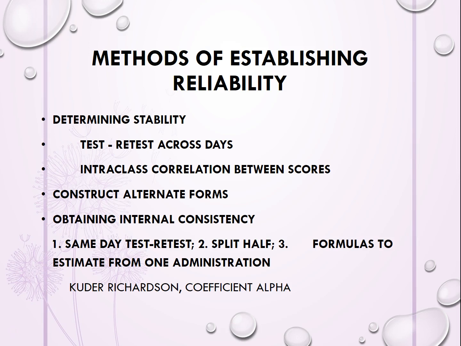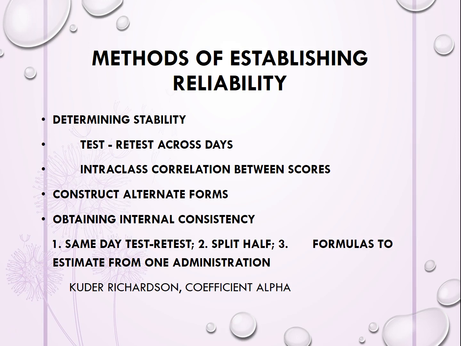3. Obtaining internal consistency. Some common methods are: same-day test-retest is used exclusively with physical performance. What about the written test? Split half for written tests. The test is divided in 2, and the 2 halves are then correlated. Formulas to estimate from one administration.